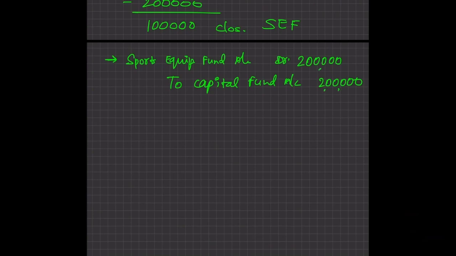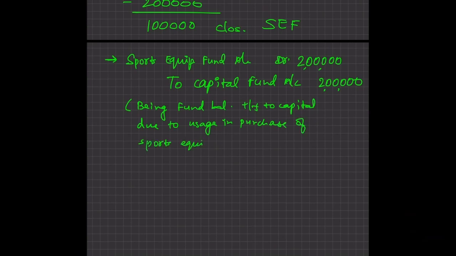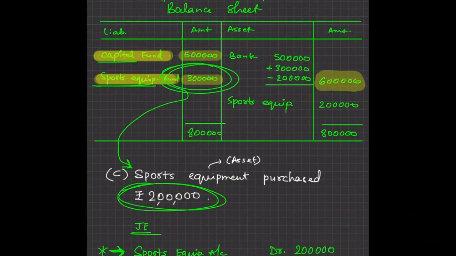is available for the general use, not for the specific use. The narration would be: being fund balance transferred to capital due to usage in purchase of sports equipment. Because we have already spent on the sports equipment, now the sports equipment fund should be reduced.